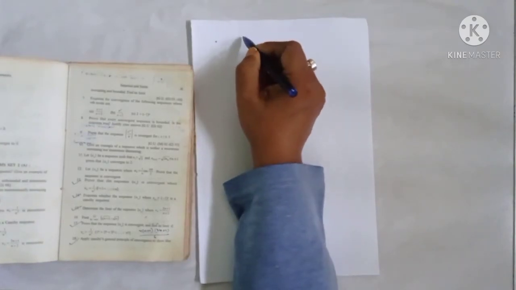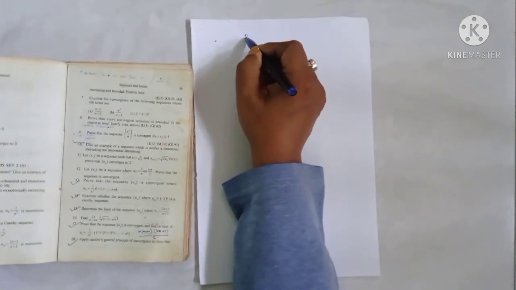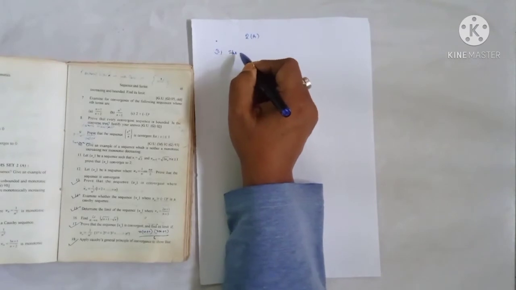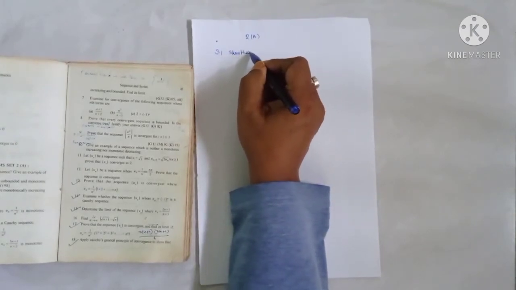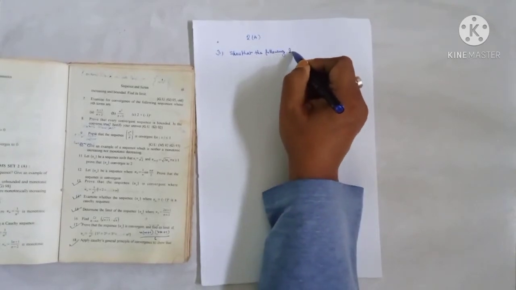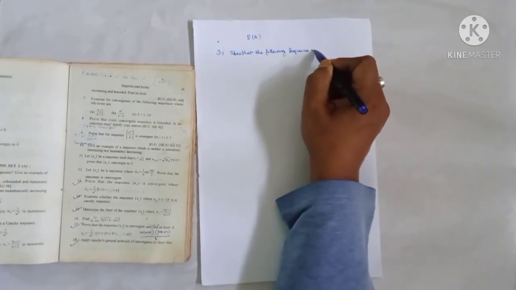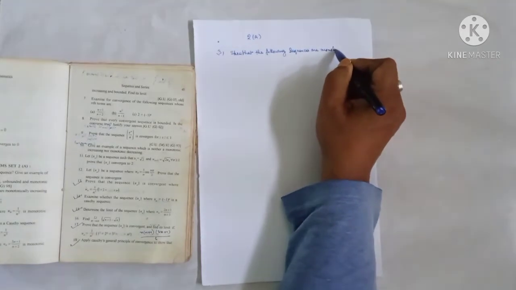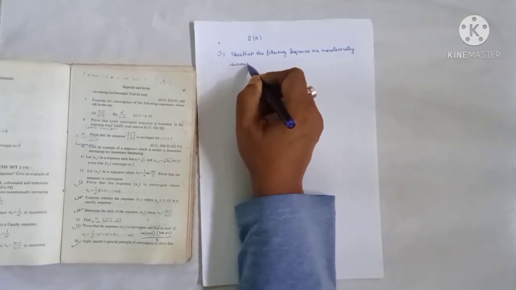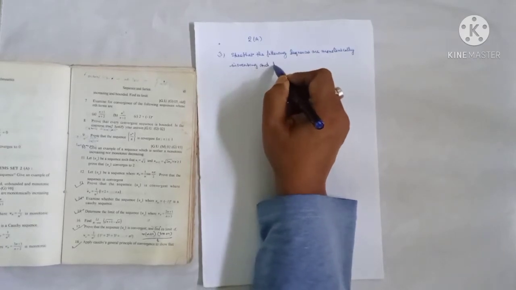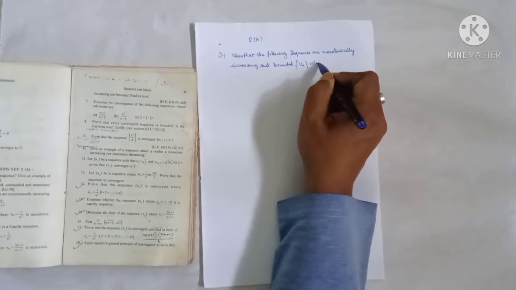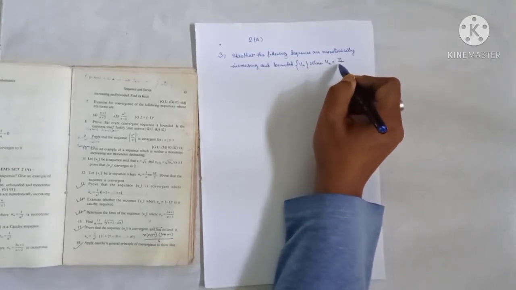This is 2A. I am going to start from question number 3, that is, so that the following sequences are monotonically increasing and bounded, where un, any term, is n by n plus 1.